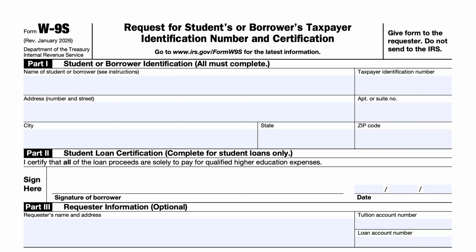Hello. In this video, we'll be going over IRS Form W-9S, Request for Students or Borrowers Taxpayer Identification and Certification. So this tax form is pretty straightforward to complete. It's not going to take more than a couple of minutes to go through each of the parts, so I'll begin by explaining a little bit about why this is an important tax form.